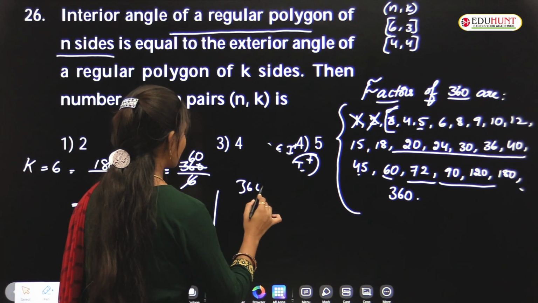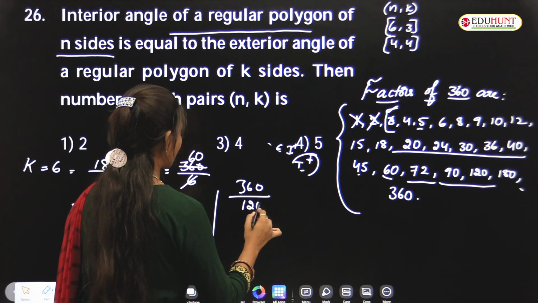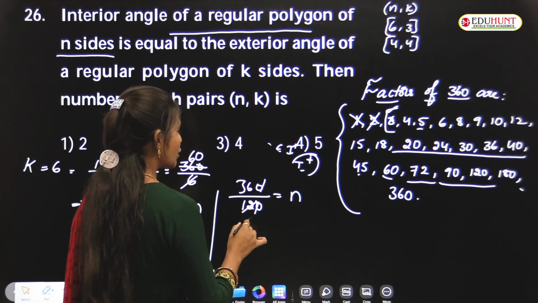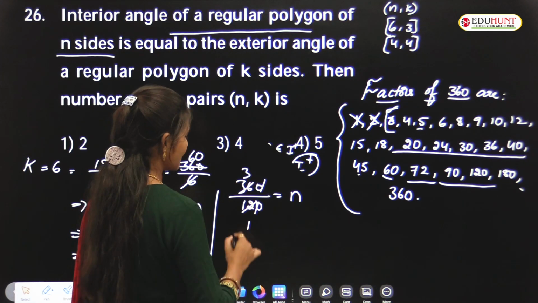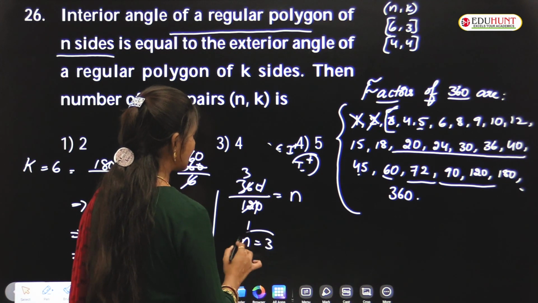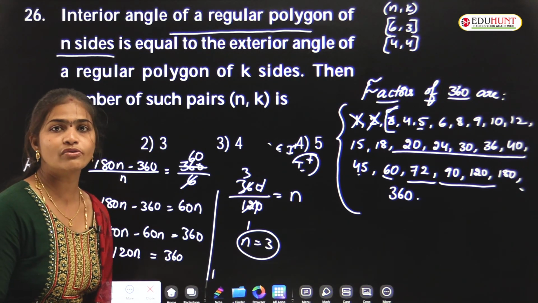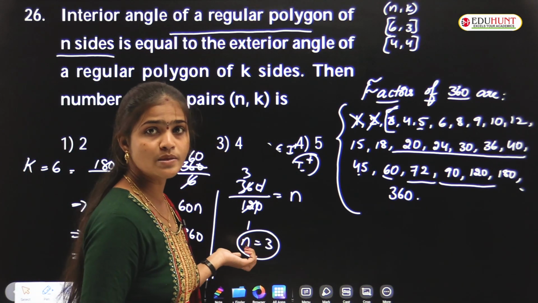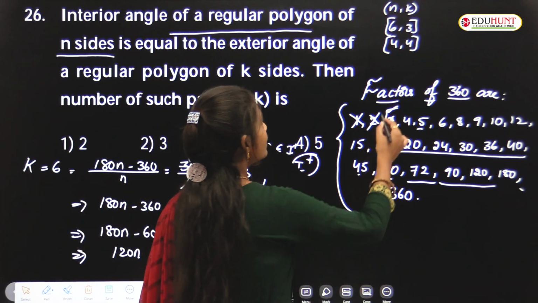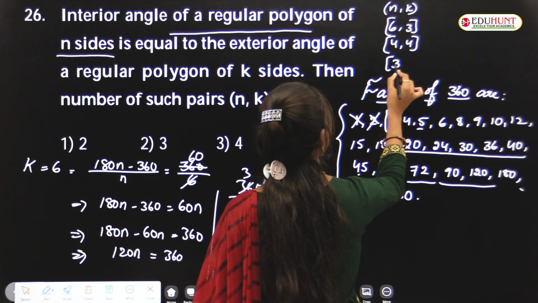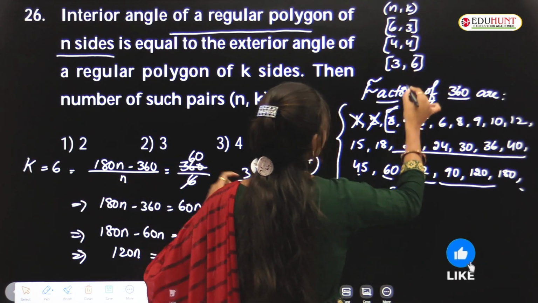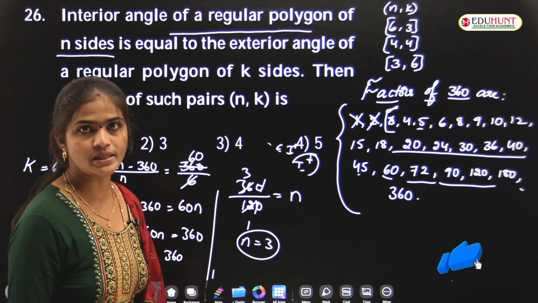So 360 whole by 120, which is equals to n, no? So 0 and 0 get cancelled, 12 ones and 12 threes. So n is equals to 3. That is a positive integer or not here? So 3 is a positive integer, no? So it is possible or not? Yes, this is possible. So here another pair is n is equals to 3 when k is equals to 6. So this is another possibility.